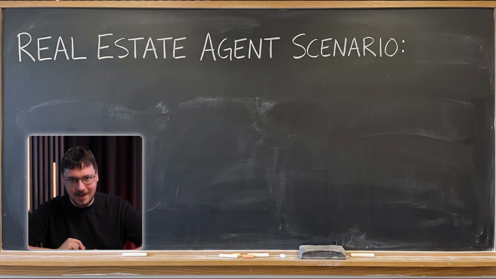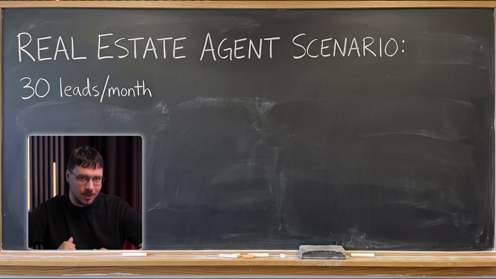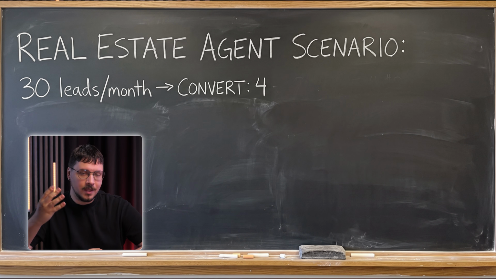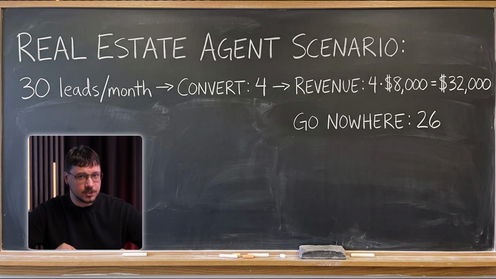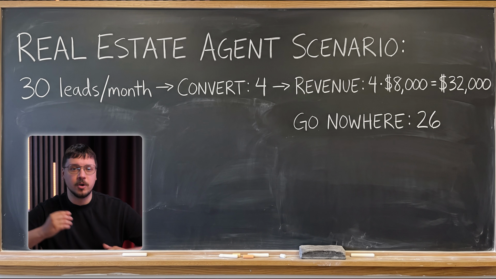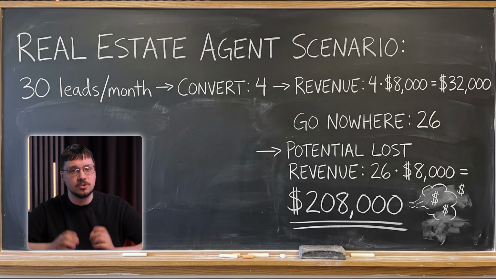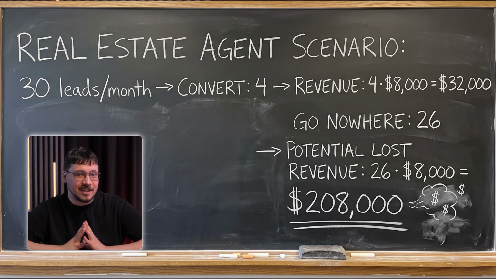Let's do some math here. Let's say a real estate agent tells you they get 30 leads a month and convert maybe 4. That means about 26 leads go nowhere. If each deal is worth about $8,000, those 26 dead leads represent $208,000 in potential revenue that just evaporated.